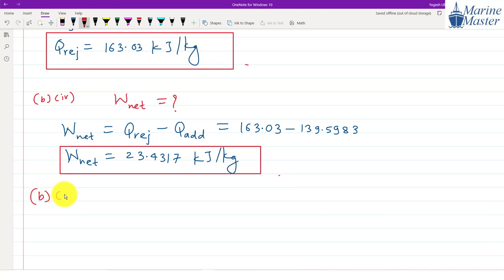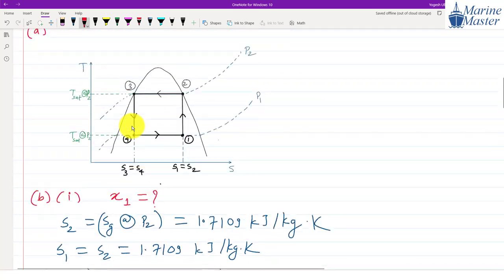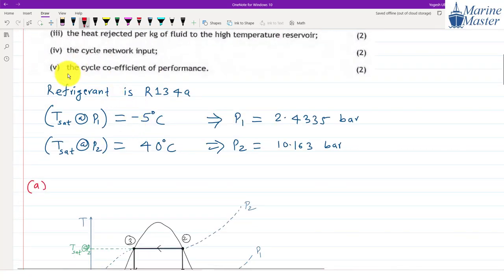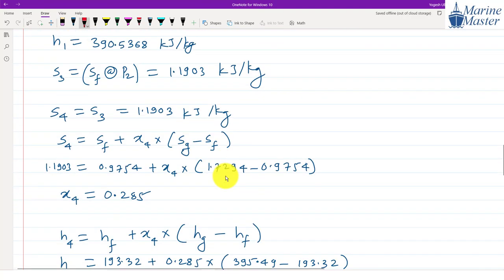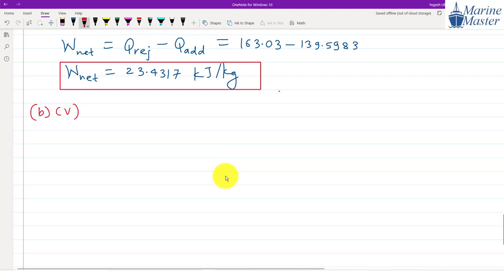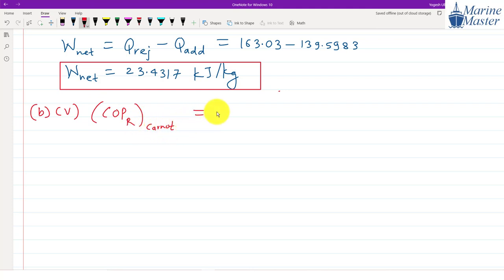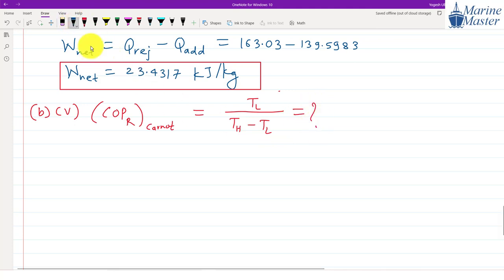Now what is our target in B's fifth part, guys? Try to understand the scenario here. We have to find out the cycle coefficient of performance. And here we have a Carnot engine, sorry, Carnot refrigerator. So we have to find the COP of the Carnot refrigerator. For a refrigerator, the desired effect is to maintain the low temperature. So TL will come into the numerator, divided by TH minus TL.